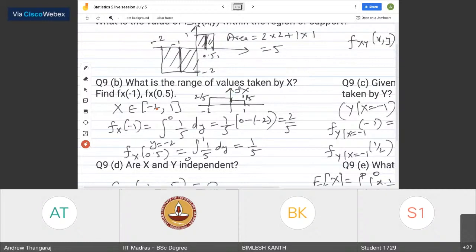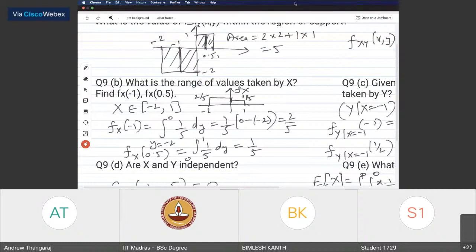In fact, it's not uniform. X is not uniform in the range -2 to 1. Okay, it has a sort of a larger probability of being negative than being positive in some sense. So that you can see from this picture also, right? It has a picture like this.